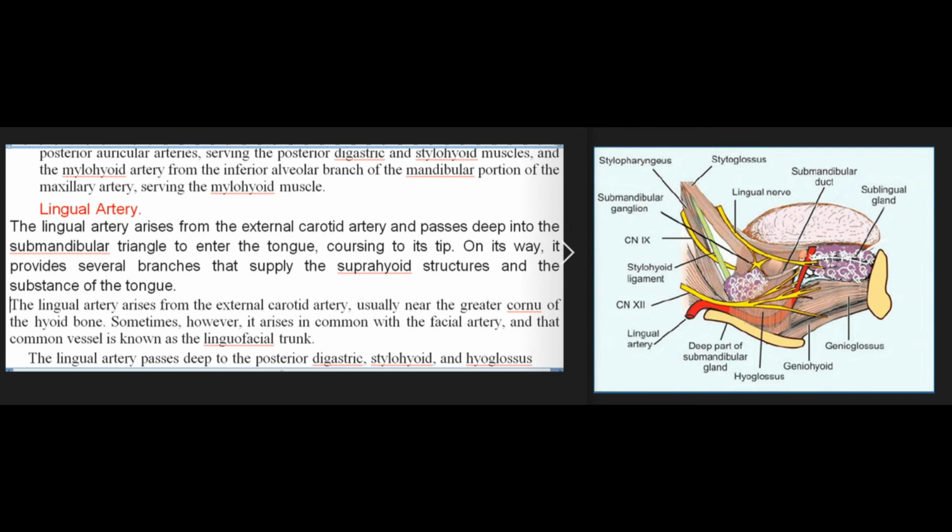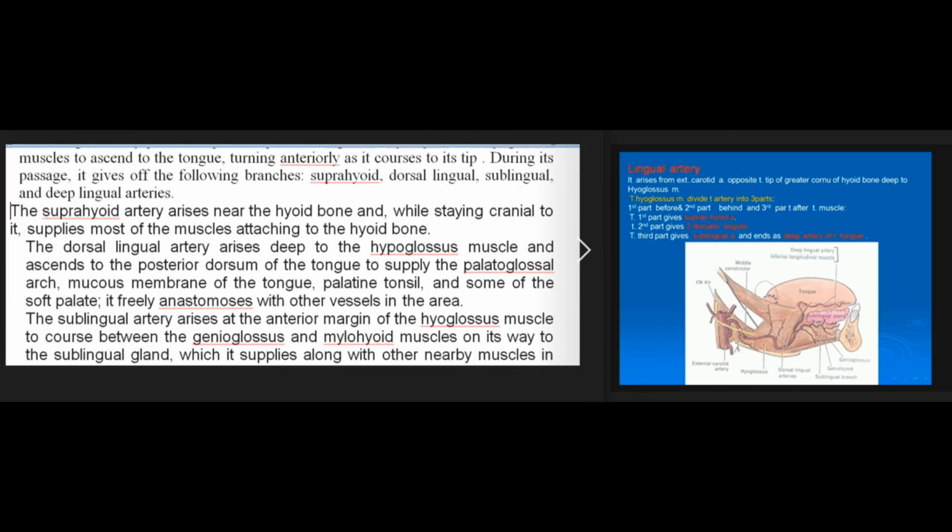The lingual artery passes deep to the posterior digastric, stylohyoid, and hyoglossus muscles to ascend to the tongue, turning anteriorly as it courses to its tip. During its passage, it gives off the following branches: suprahyoid, dorsal lingual, sublingual, and deep lingual arteries.